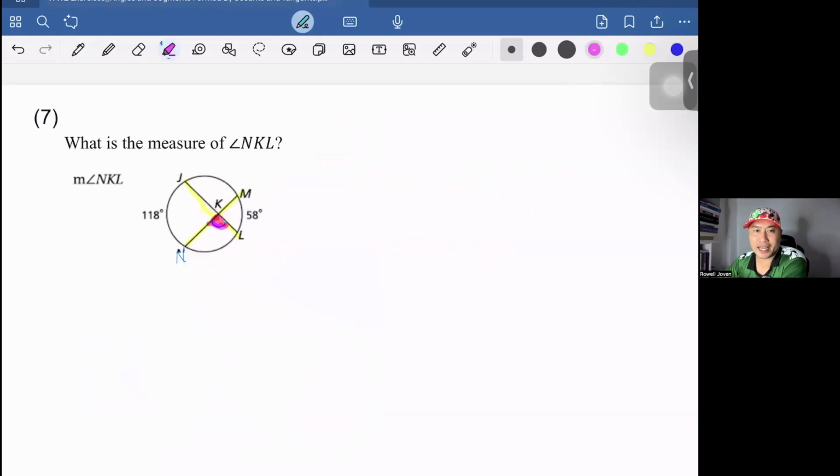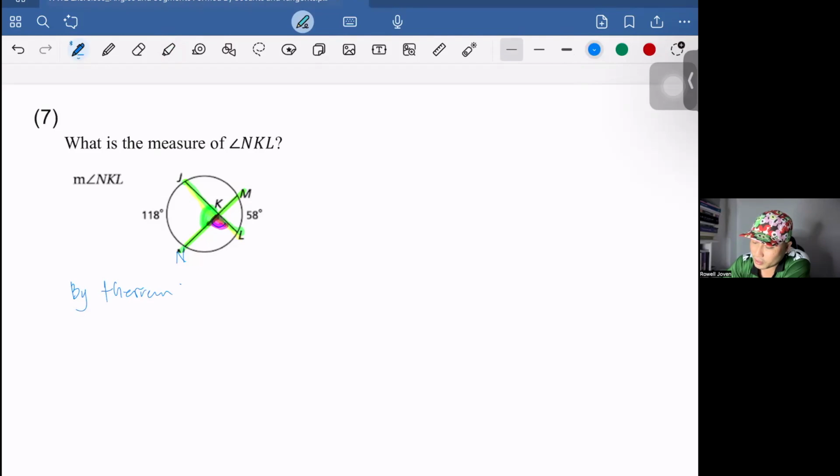What is the measure of angle NKL? So we know that there are two chords intersecting inside the circle. When two chords intersect inside the circle, the angle formed is angle JKN or angle MKL. But let us just use JKN, since JKN is vertical to MKL. So the measure, by theorem 6.